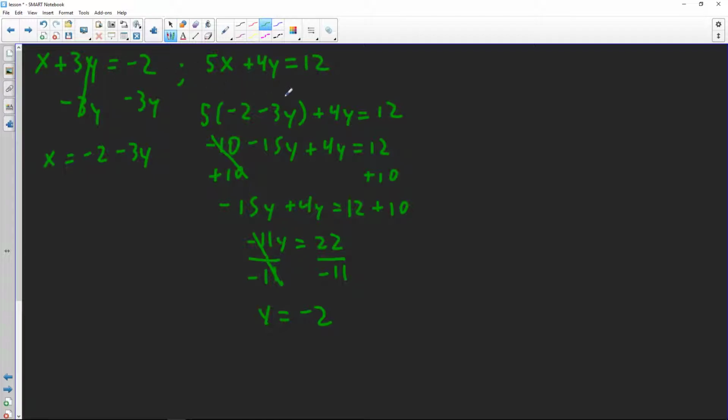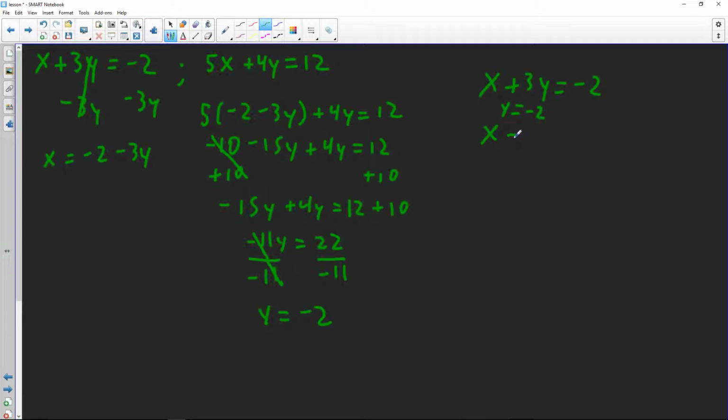Okay, so we're going to pick the one that's the easiest to sub into. So I think this one's still the easiest. So let's sub this y into x plus 3y is equal to negative 2. So if we sub in the negative 2, we're going to have y is equal to negative 2.